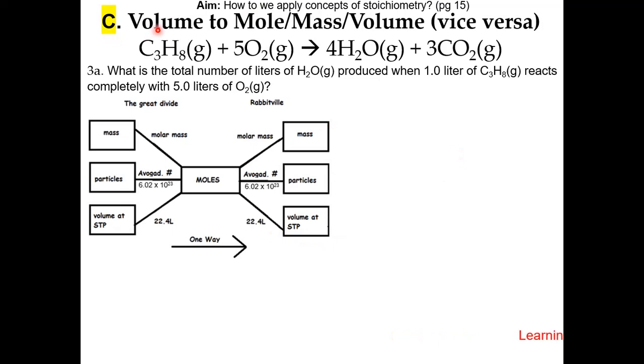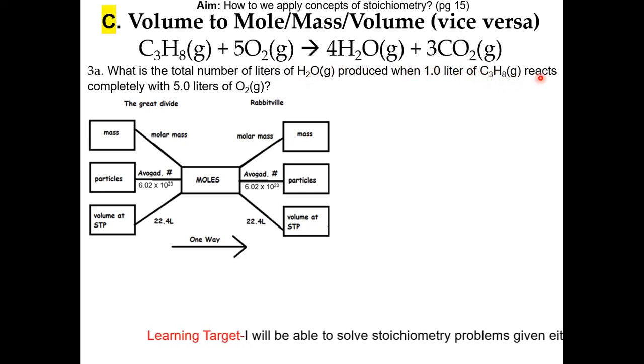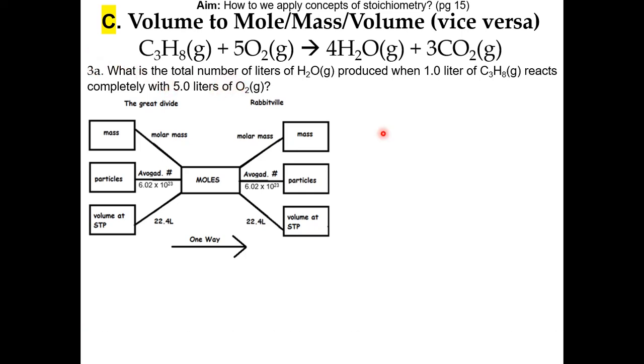Scenario C is volume to either mole, mass, volume, or vice versa. So let's look at the first question, question 3A. What is the total number of liters of H2O produced when 1 liter of C3H8 reacts completely with 5 liters of O2? Since we're given volume and we're solving for volume, this will be our general strategy, volume A to moles A to moles B to volume B.